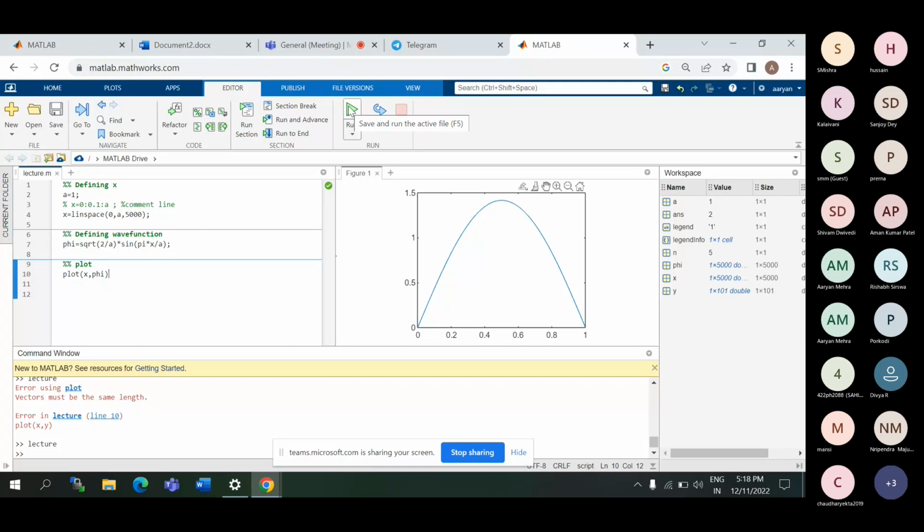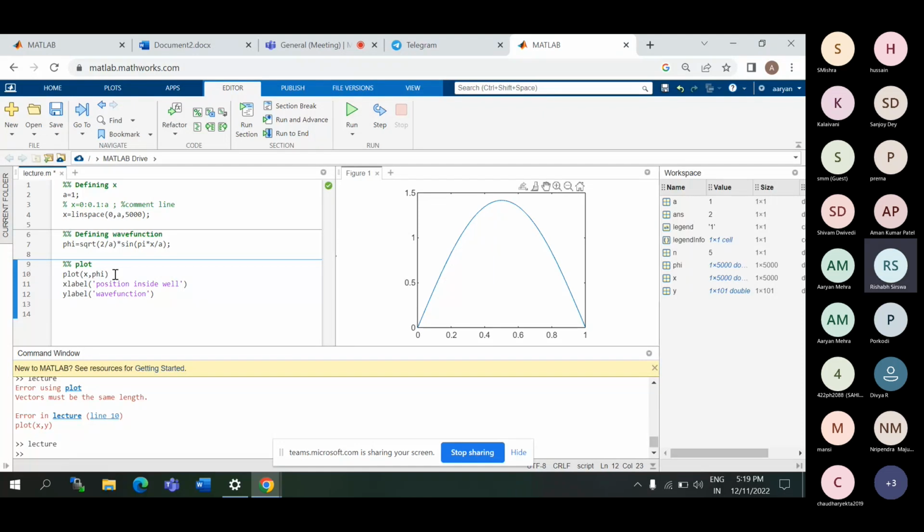Other bound states are the same. Okay, so there is no labeling in this graph, right? Without labeling there is nothing. So how do we label this graph? We write xlabel, double brackets, and inside the quotes we write position inside well. Similarly, I write ylabel, with the quotes, wave function.